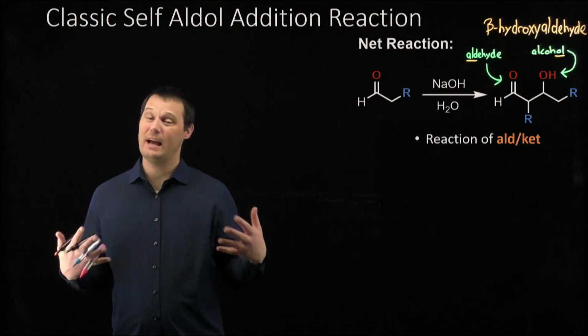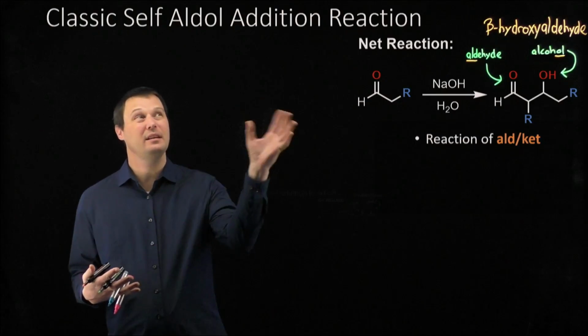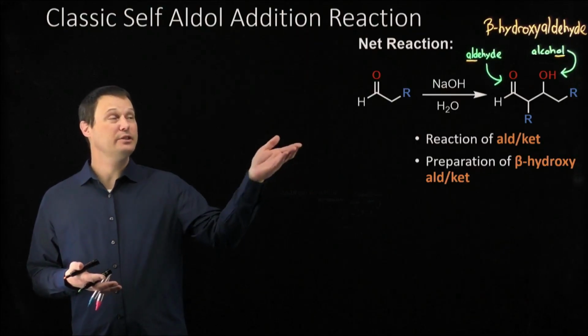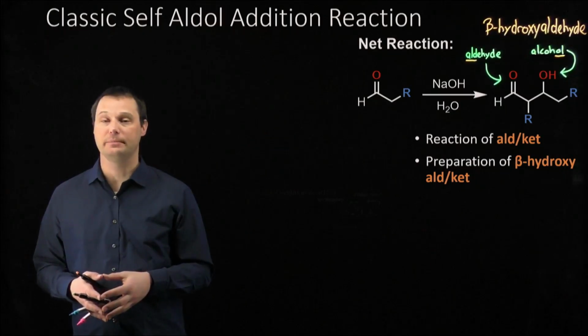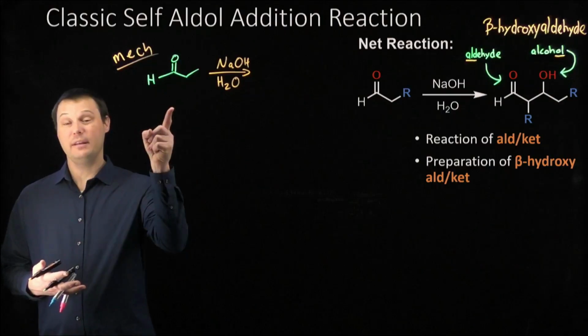I have an entire video that I'll link to down below that encourages you to take the enolate off the pedestal. With that new perspective, the aldol addition is a reaction of an aldehyde or a ketone and a preparation of a beta-hydroxyaldehyde or ketone. One of the most common places in the mechanism that trips students up is right here in step 1.